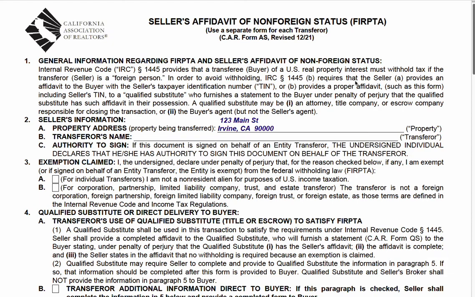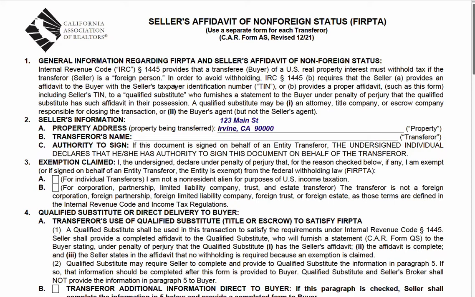Now, here's the important distinction. This is why this whole form is so important. FIRPTA determines whether or not the seller is a foreign person or entity subject to a tax withholding. Here's why it's important for the buyer: the Internal Revenue Code provides that a transferee, the buyer, of U.S. real property must withhold tax if the seller is a foreign person.